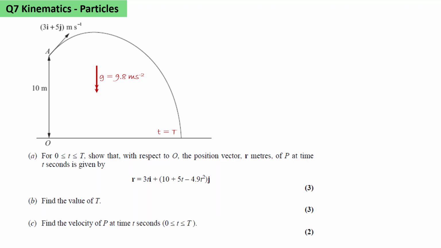Part A, we have to show that the position vector r after t seconds is given by this expression: r equals 3t i plus 10 plus 5t minus 4.9t squared j. We consider the horizontal motion.